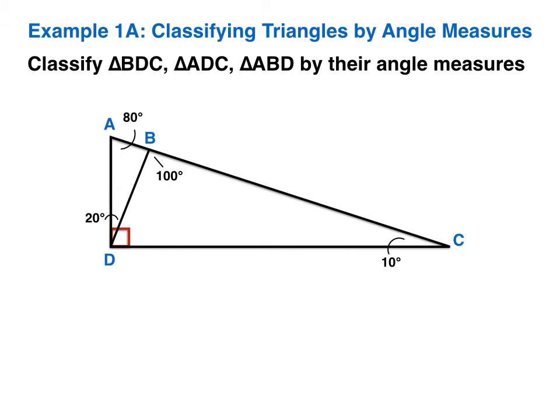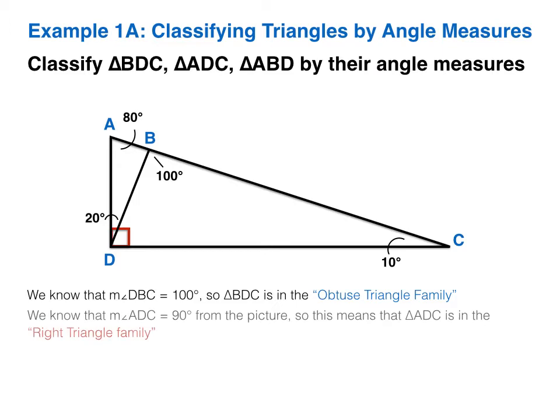Classify triangle BDC, triangle ADC, and triangle ABD by their angle measures. Well, we know that the measure of angle DBC is 100 degrees. So that puts triangle BDC in the obtuse triangle family. We know that the measure of angle ADC is 90 degrees from the picture. So this means that triangle ADC is in the right triangle family.